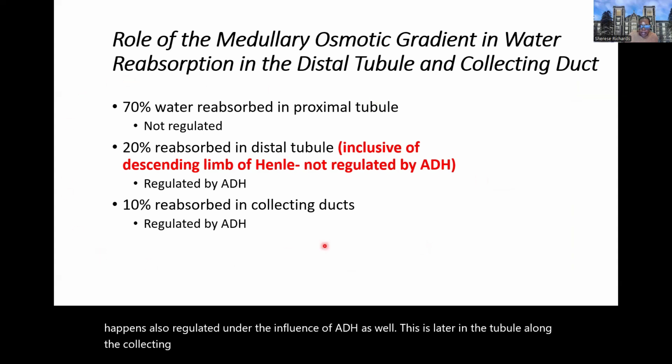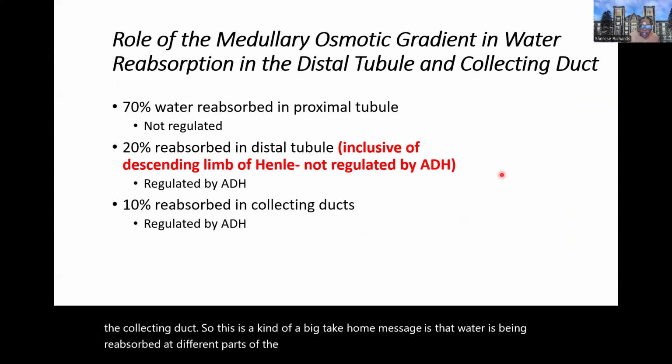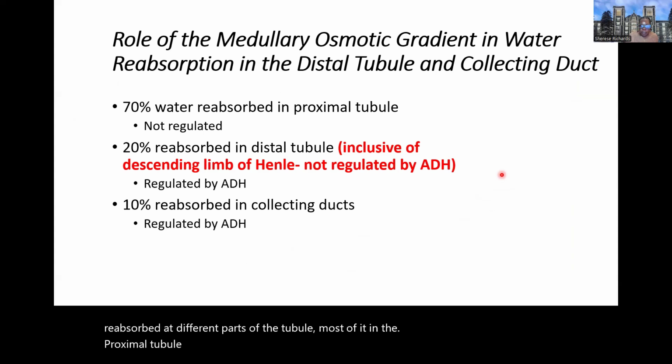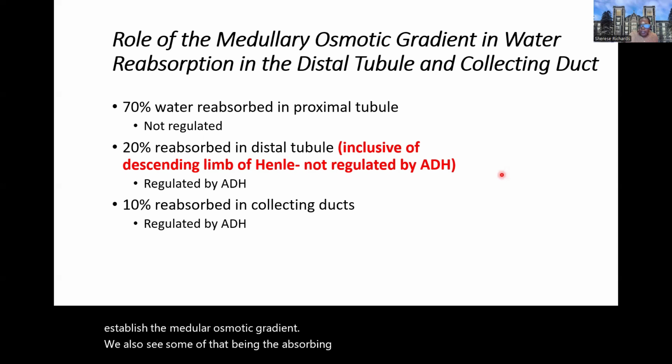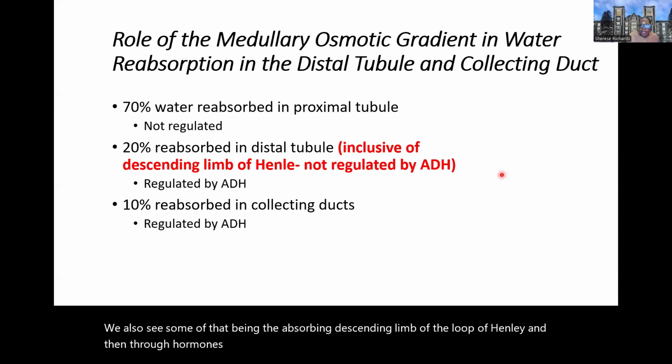So the big take-home message is that water is being reabsorbed at different parts of the tubule, most of it in the proximal tubule, unregulated, and then through the mechanisms that we just described to establish the medullary osmotic gradient. We also see some of that being reabsorbed in the descending limb of the loop of Henle, and then through hormones also happening in the collecting duct.